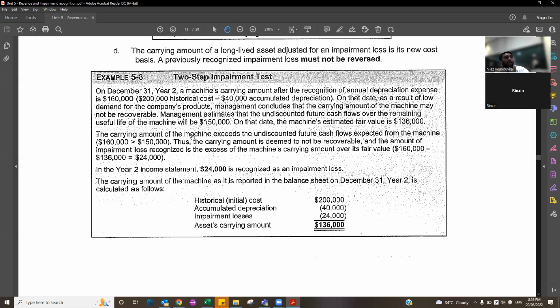Now, what happens? Your undiscounted future cash flow is 150 and your carrying amount is 160, so there is a loss. Now what you have to do is compare your book value of 160 with the fair value of 136. The difference, 24,000, is the loss you have to recognize. So you will recognize an impairment loss, with the credit to accumulated depreciation, 24,000. In your balance sheet, you will see cost of the machine 200,000, accumulated depreciation 40,000, and 24,000 impairment loss. So 136 is carried over to the next year.